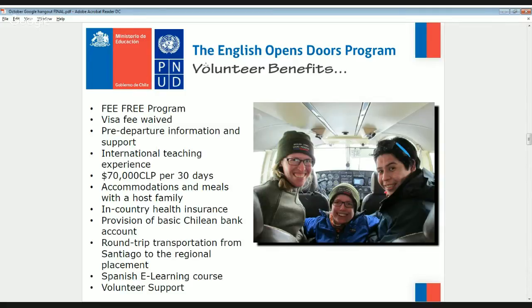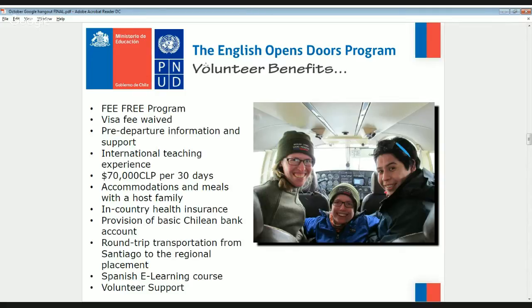And for the UK citizens, that will save you approximately £983. In addition, our staff provides excellent visa and pre-departure support. So we help you get through that process so that you can arrive to Chile in time for your service.